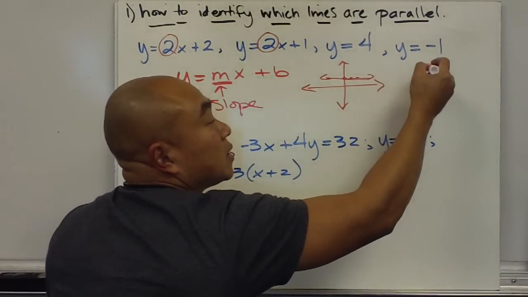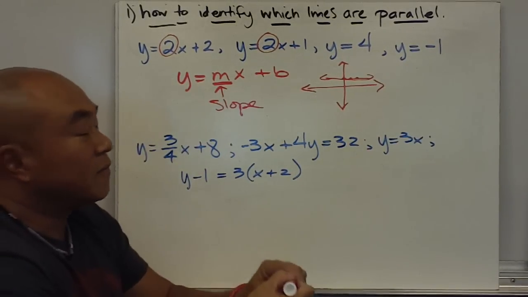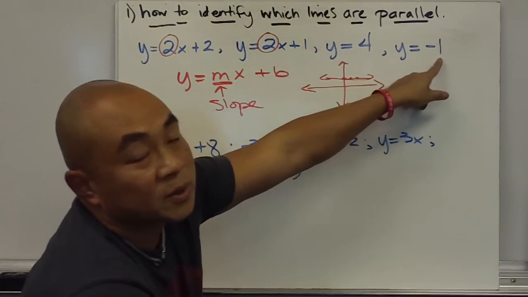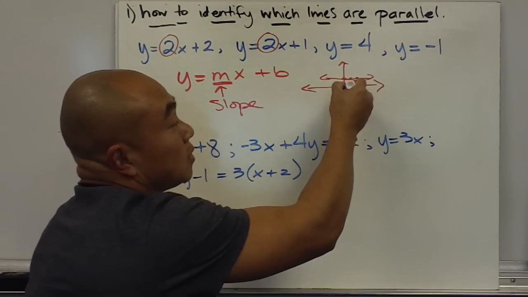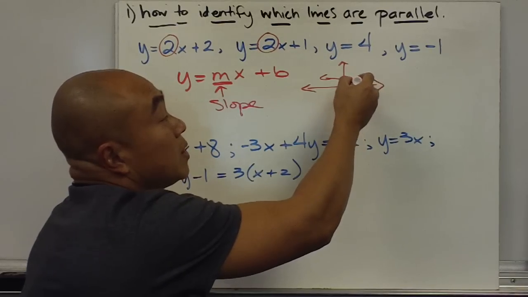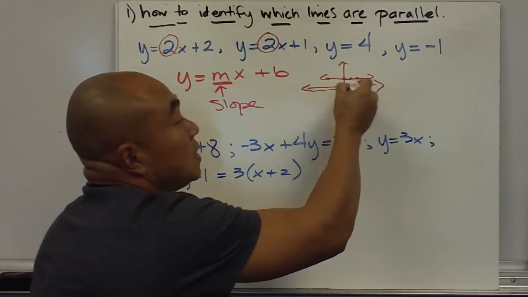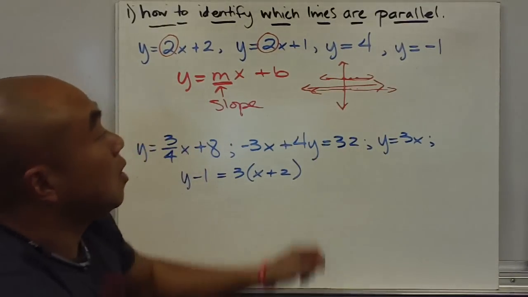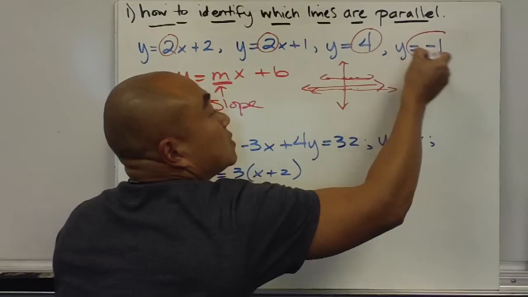And so let's do this one right here, on the same graph. This means whatever the value of x will be, your y will always be -1. So you're looking at 0, -1 right there, 1, -1 right there, 2, -1 right there. So these are parallel. This right here is parallel to this.